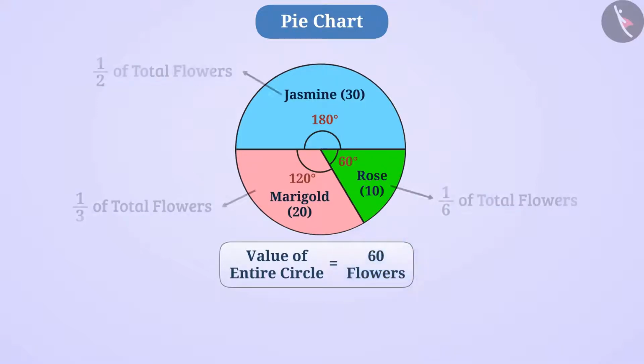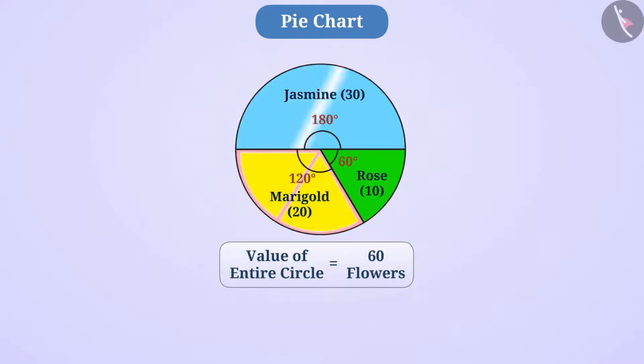At the same time, the pie chart also helps us to compare different parts. For example, it can be said that the number of marigold flowers is double and the number of jasmine flowers is triple as compared to the number of rose flowers.